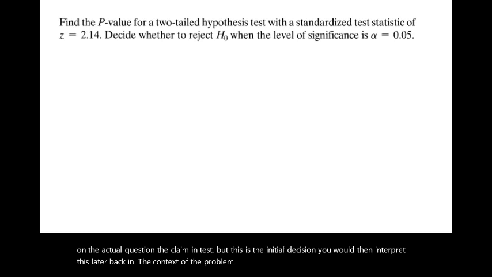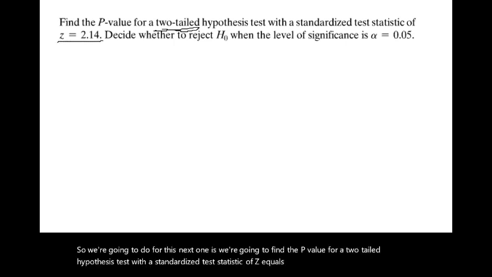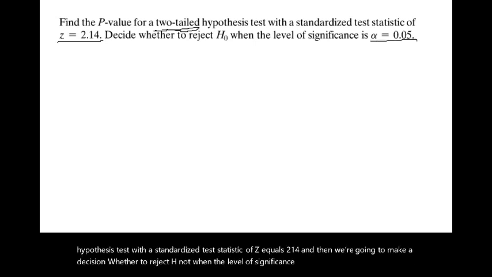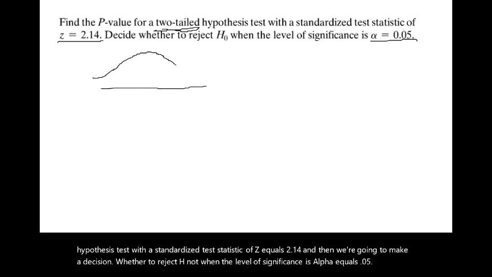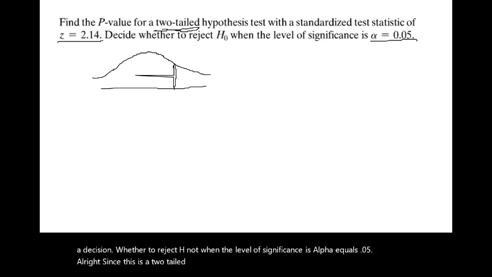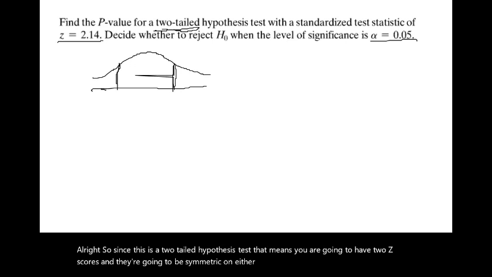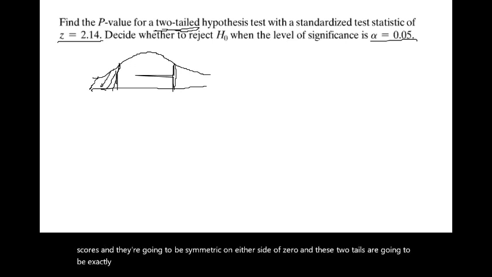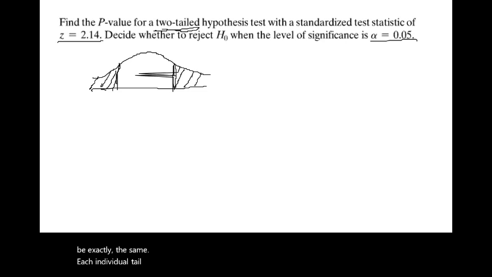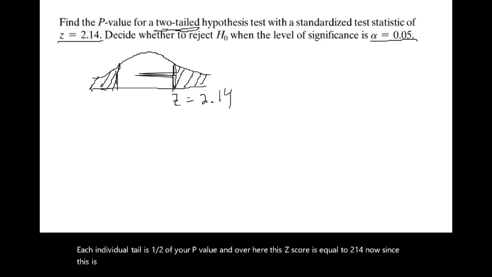So what we're going to do for this next one is we're going to find the p-value for a two-tailed hypothesis test with a standardized test statistic of z equals 2.14. And then we're going to make a decision whether to reject H0 when the level of significance is alpha equals 0.05. All right, so since this is a two-tailed hypothesis test, that means you are going to have two z-scores, and they are going to be symmetric on either side of 0, and these two tails are going to be exactly the same. Each individual tail is 1/2 of your p-value. And over here, this z-score is equal to 2.14.